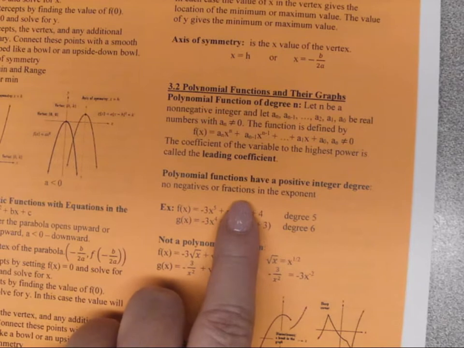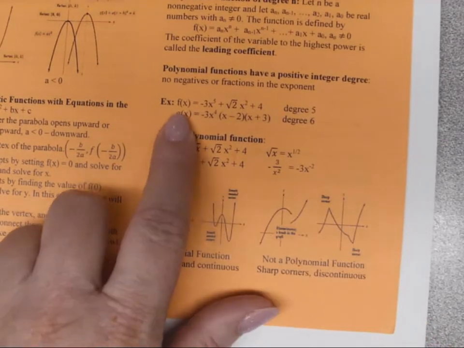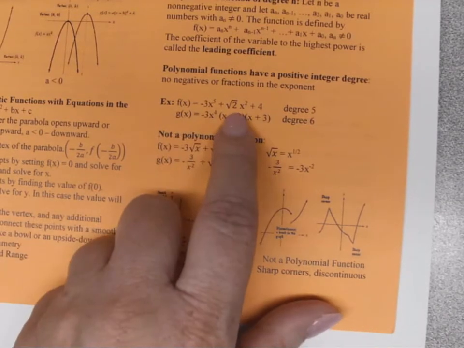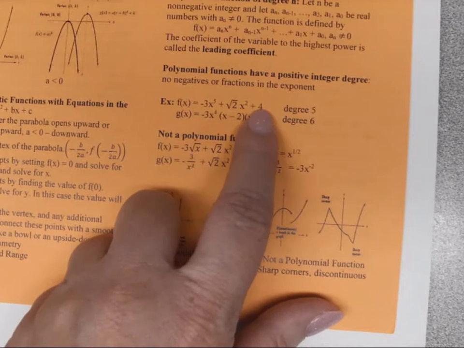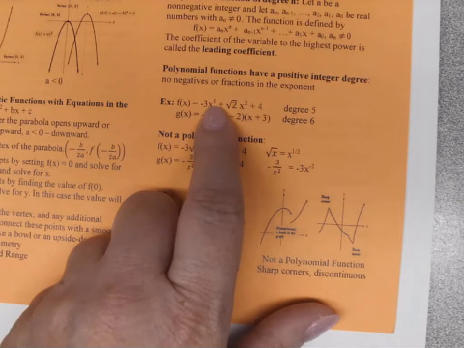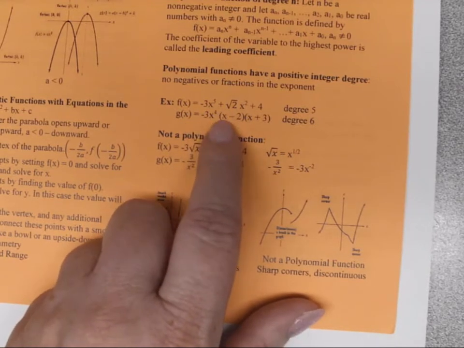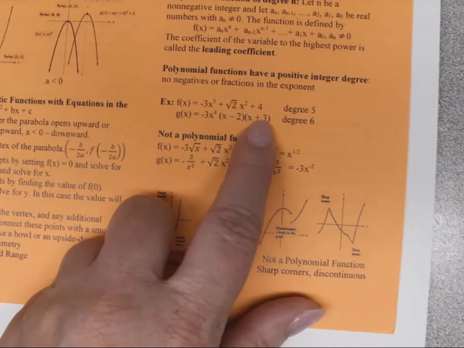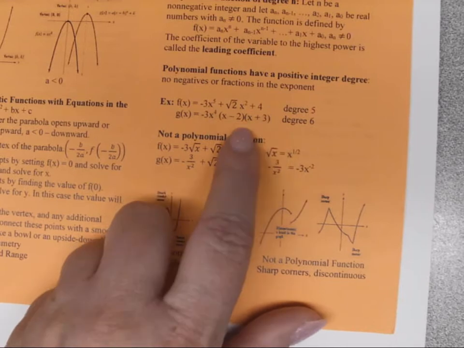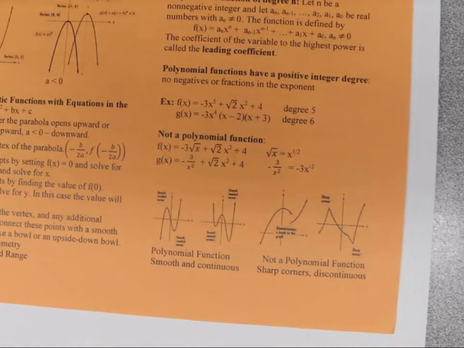The polynomial functions have a positive integer degree. That means there's no negatives or fractions in the exponent. So let's look at some examples. If f of x is equal to negative 3x to the fifth plus the square root of 2 x squared plus 4, our degree will actually be 5 because that is the highest degree. If g of x is equal to negative 3x to the fourth times x minus 2 times x plus 3, the degree is actually 6 because this is all multiplication. You'll have a degree of 1 here, a degree of 1 here, so 1 plus 1 plus 4 gets you 6.